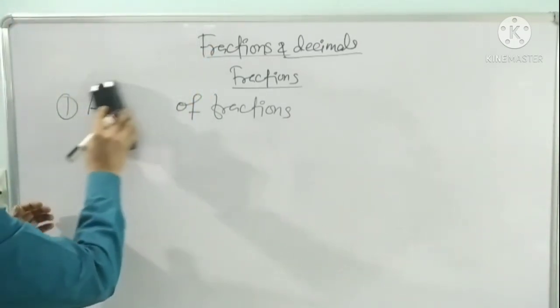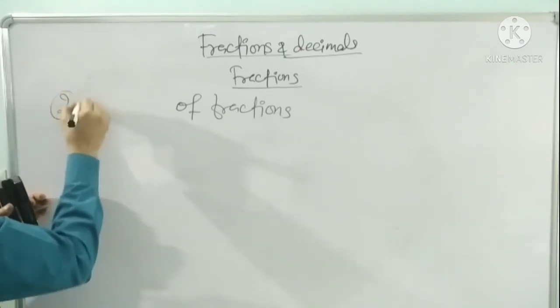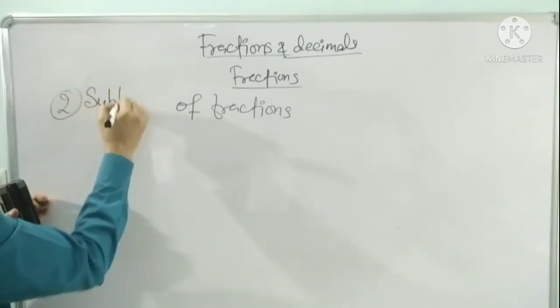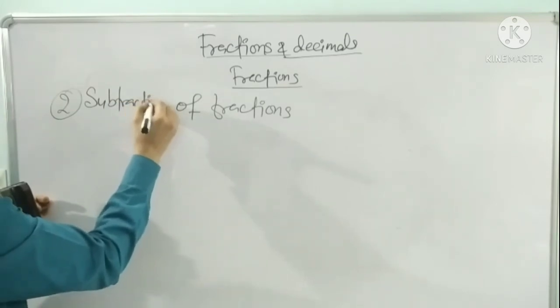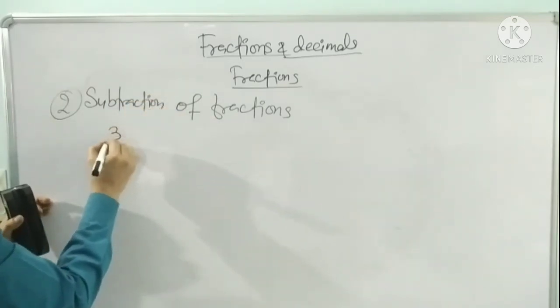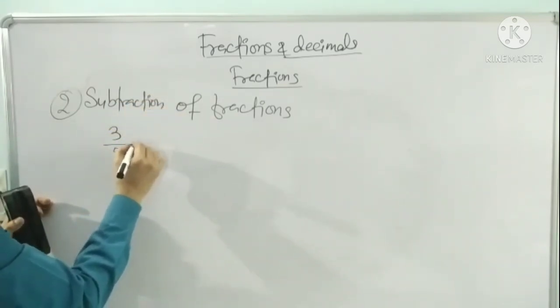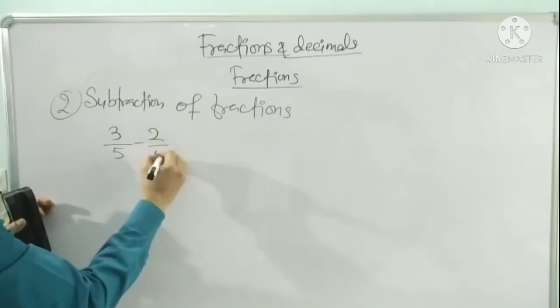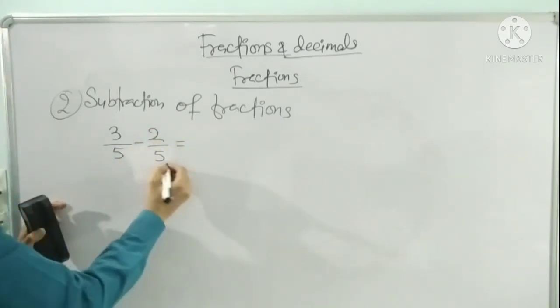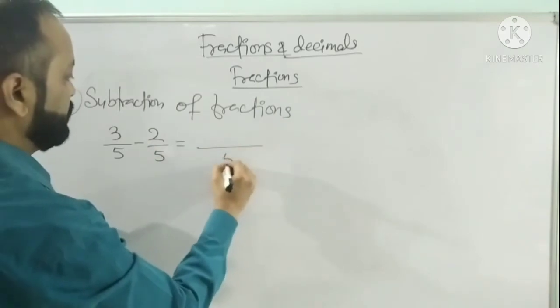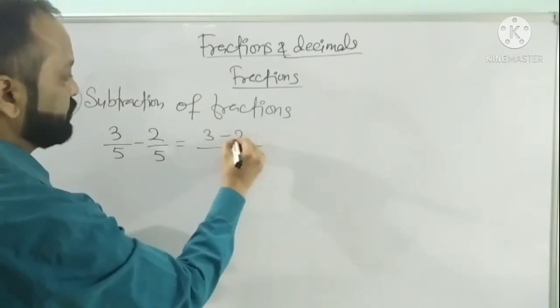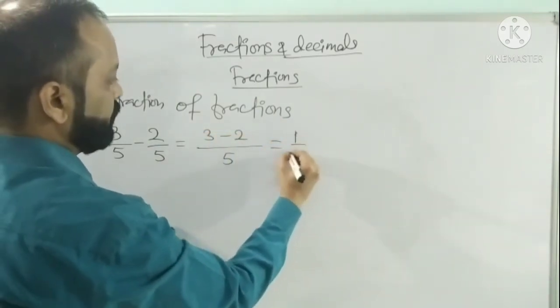So as I said, if we are talking about subtraction, this is again like fraction. So this is 5, this is 3 minus 2, this will be 1 upon 5.